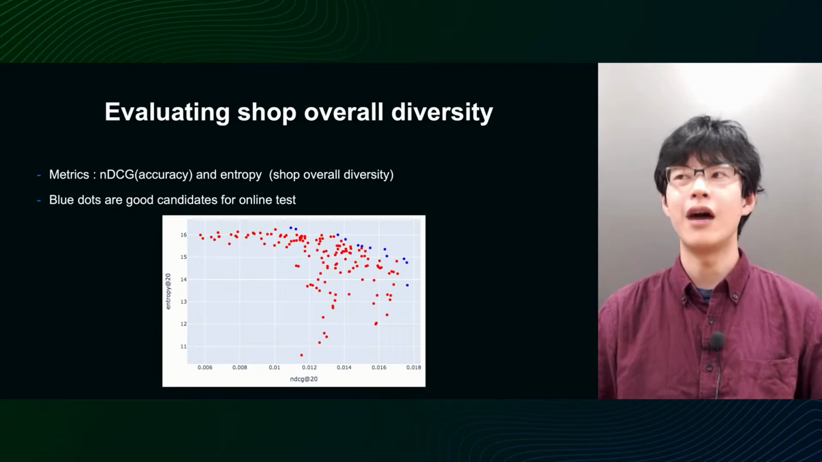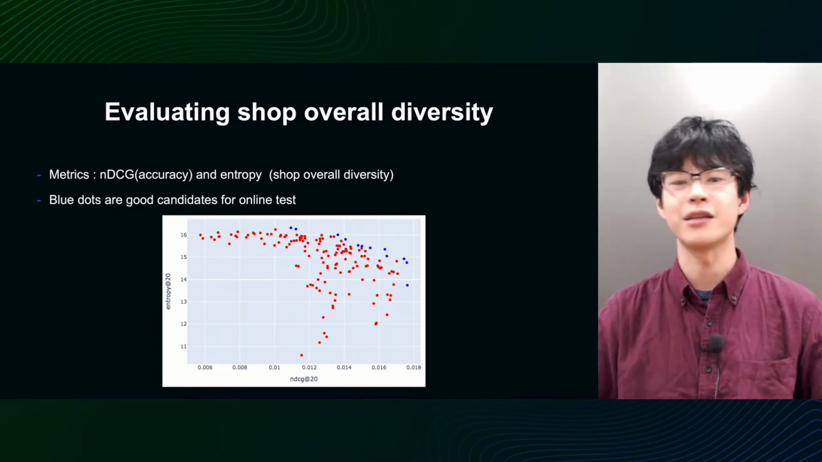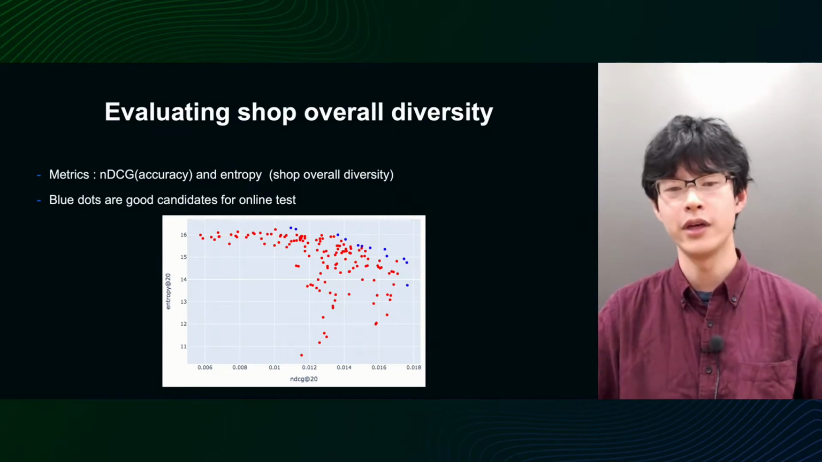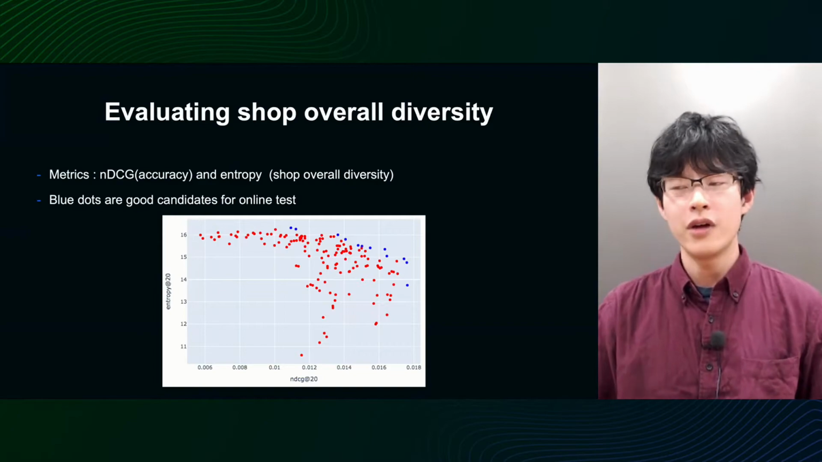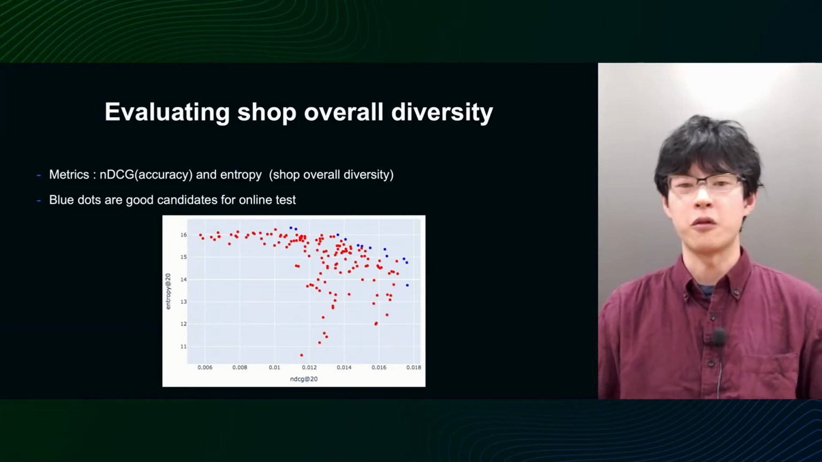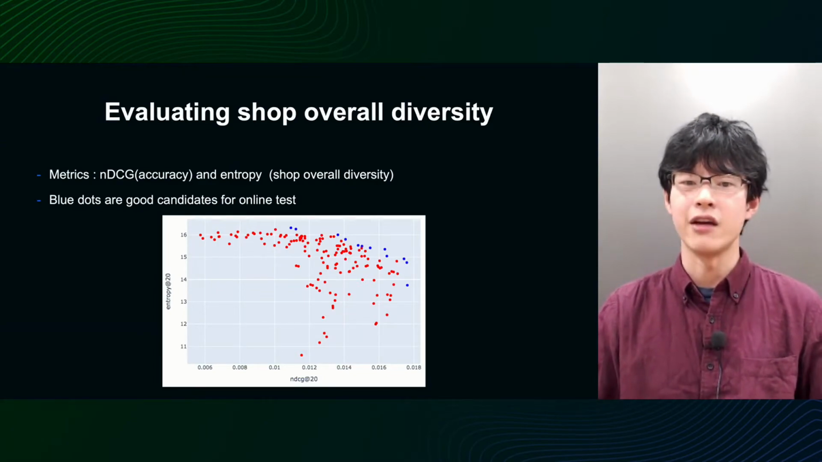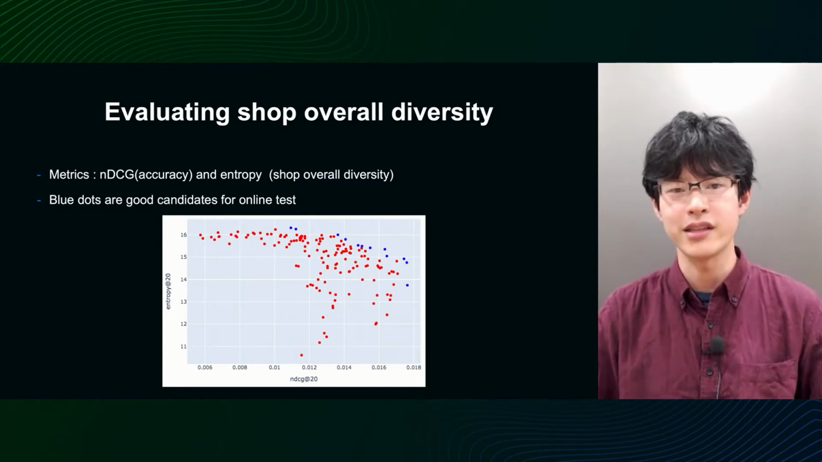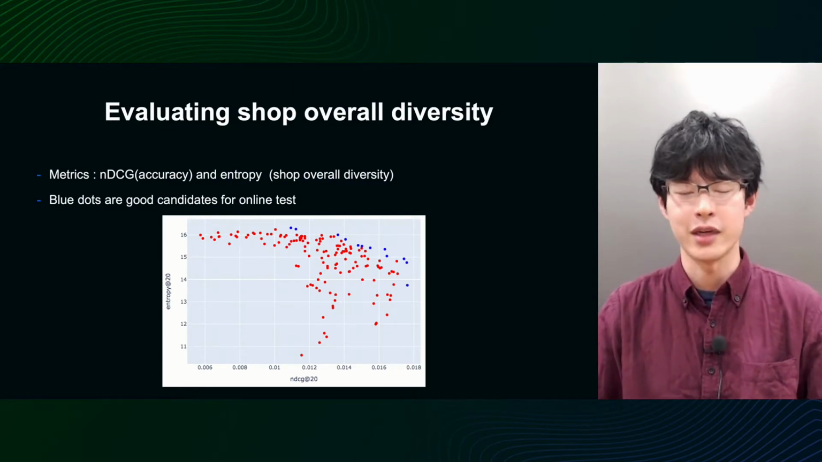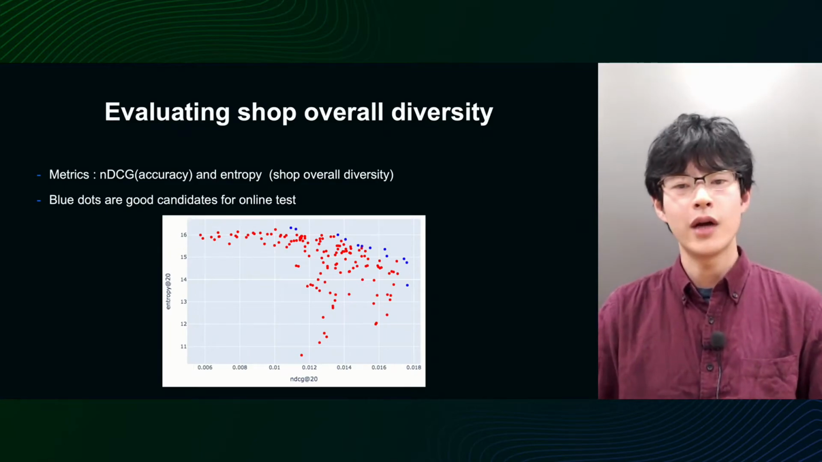A blue model means that there is no model further to the right than these blue points. So the model has a good trade-off between accuracy and diversity. It is difficult to evaluate which of these blue models to use offline, so it is better to select some of them and run them through online tests and evaluate them by looking at the conversion rate index, for instance.